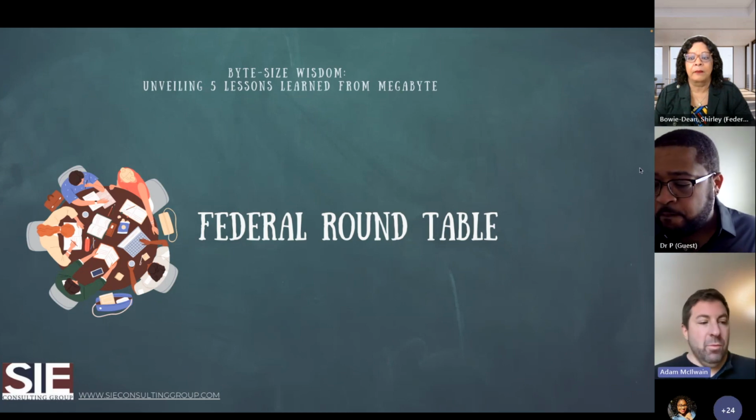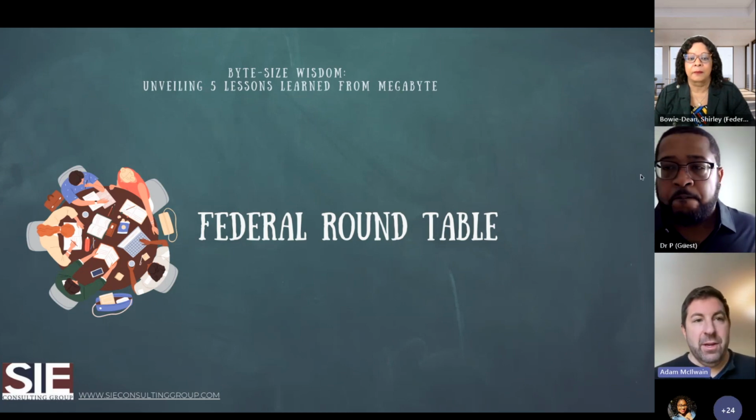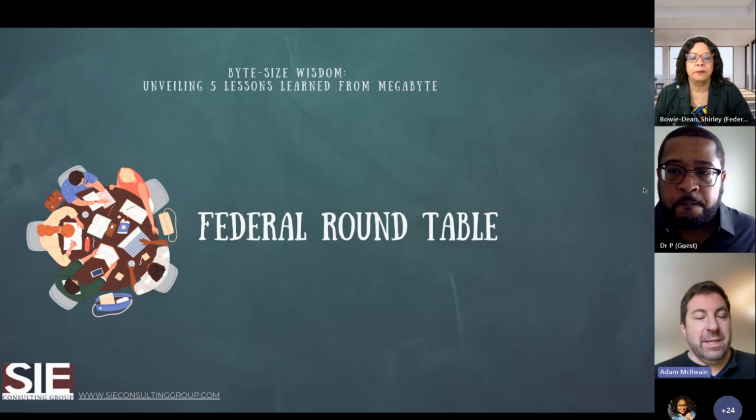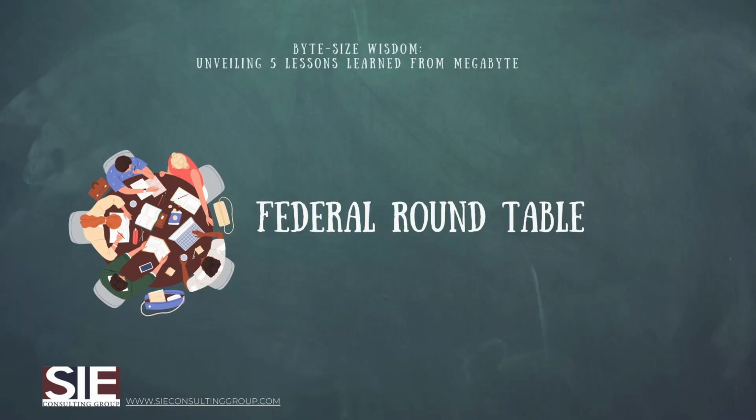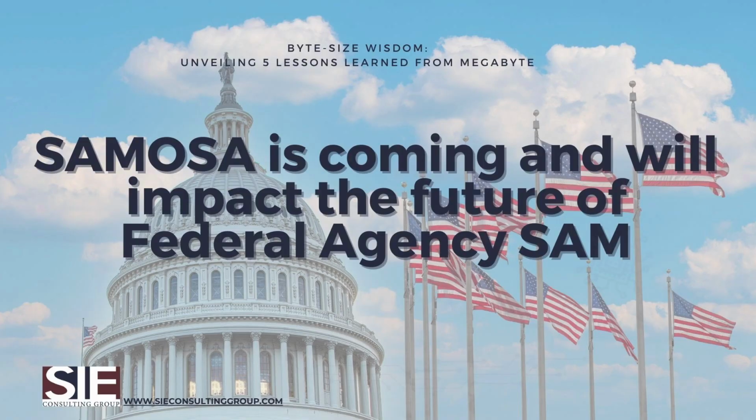And I know we're near the end of our time, so I'm going to pause the roundtable and move on. I want to talk about what's next in this landscape. I mentioned at the top of the call, SAMOSA. SAMOSA stands for Strengthening Agency Management and Oversight of Software Assets Act. And this initiative will be comprehensive. Essentially, it will supersede MEGABYTE should it pass. It has passed in the Senate. I think it's stalled in the House currently.